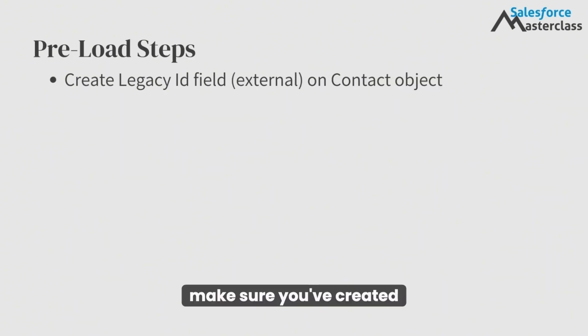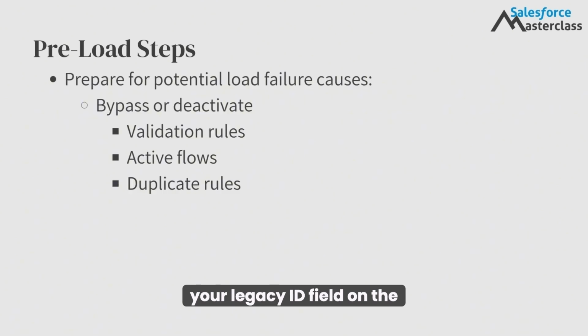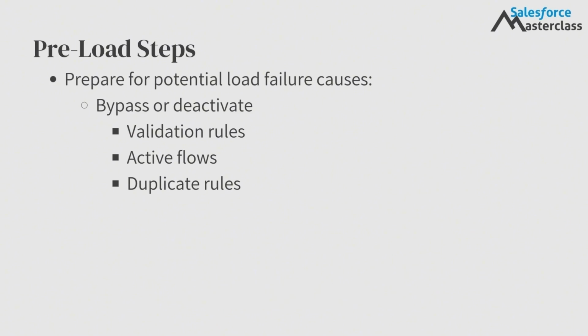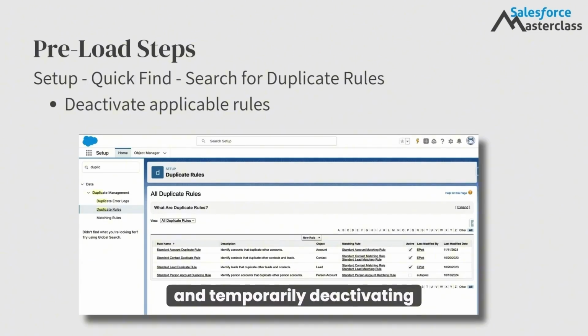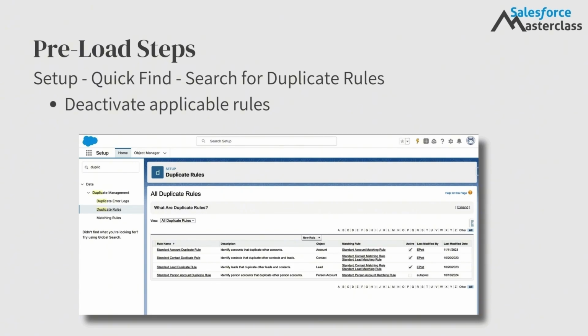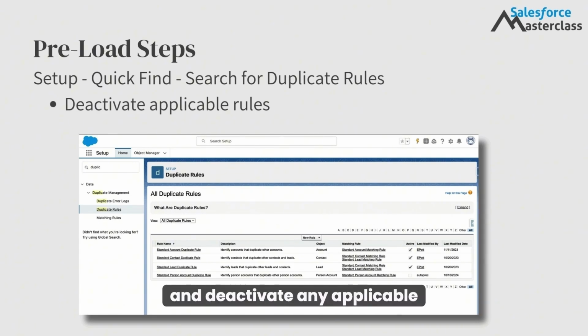As always, make sure you've created your legacy ID field on the contact object and that you've implemented your validation and automation bypass logic, or temporarily deactivated everything that can cause your load to fail. Since adding bypass logic on duplicate rules can be finicky, I recommend going into Setup and temporarily deactivating them. This is pretty easy to do. Head over to Setup, use the quick find to search for duplicate rules, and deactivate any applicable rules before you load.